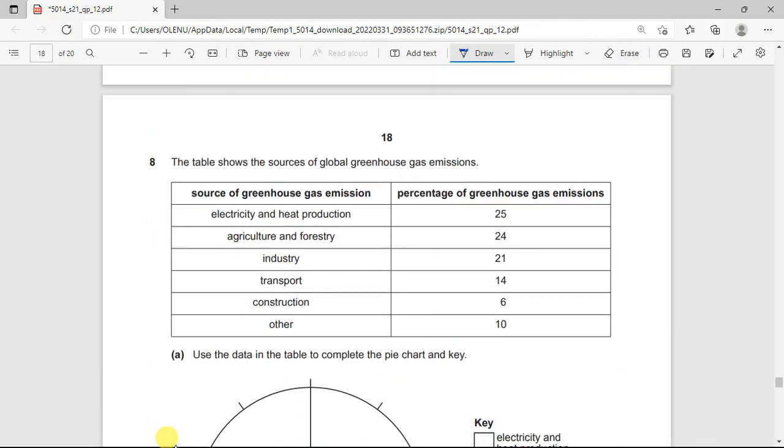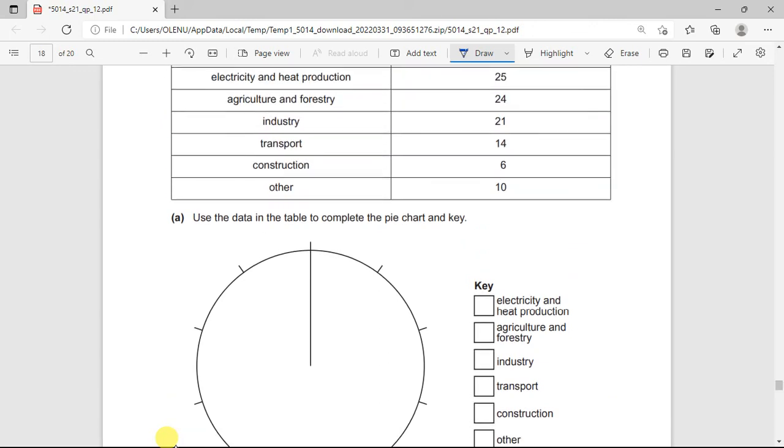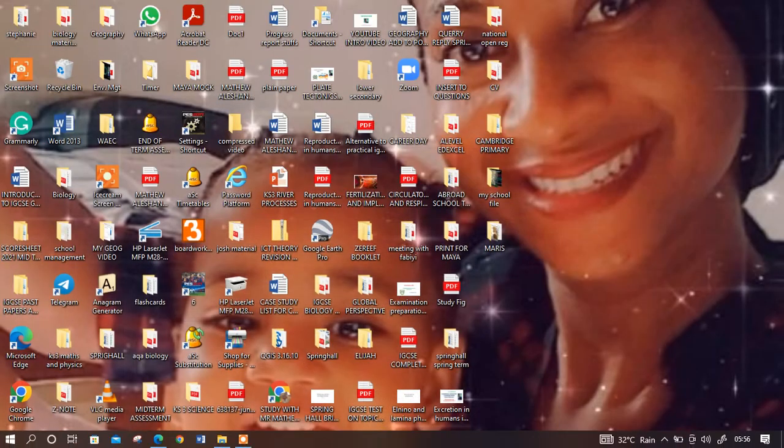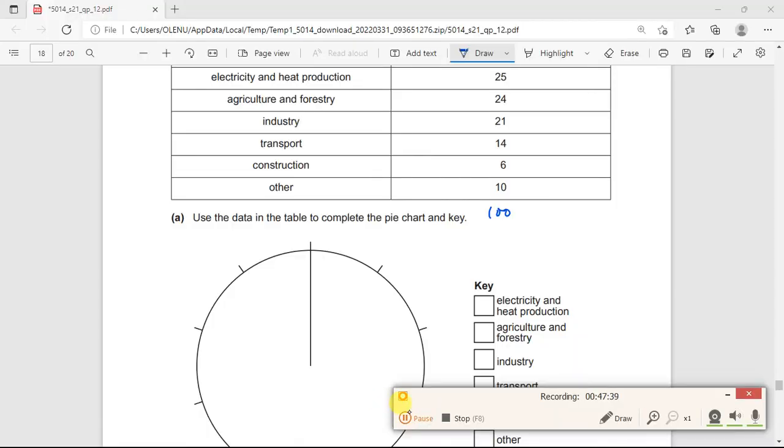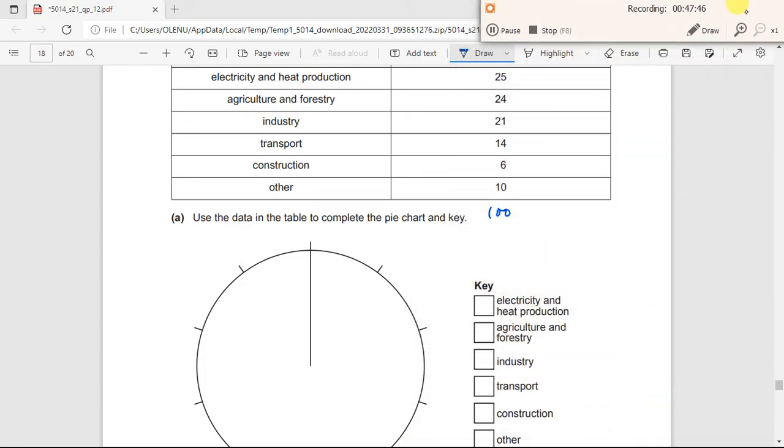Okay, page 18, sorry, we'll soon be done. The table shows the source of global greenhouse emission. One major thing I tell my students is that if you add all these values together, it will give you 100.